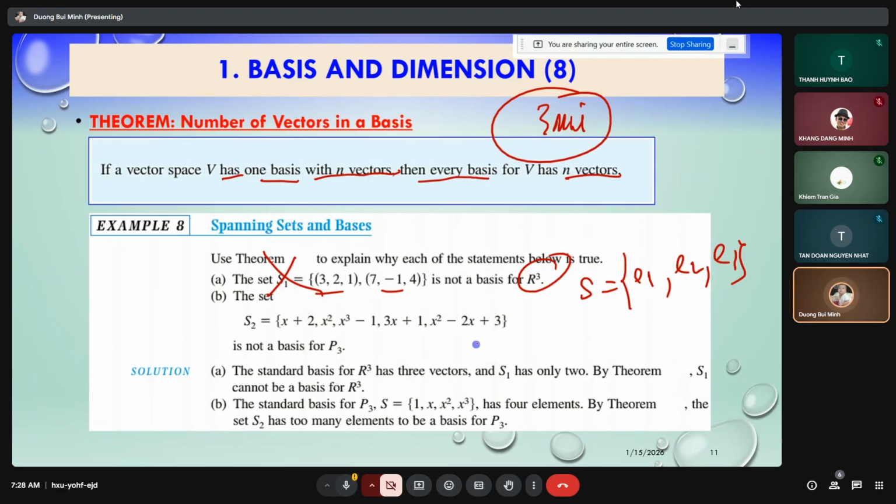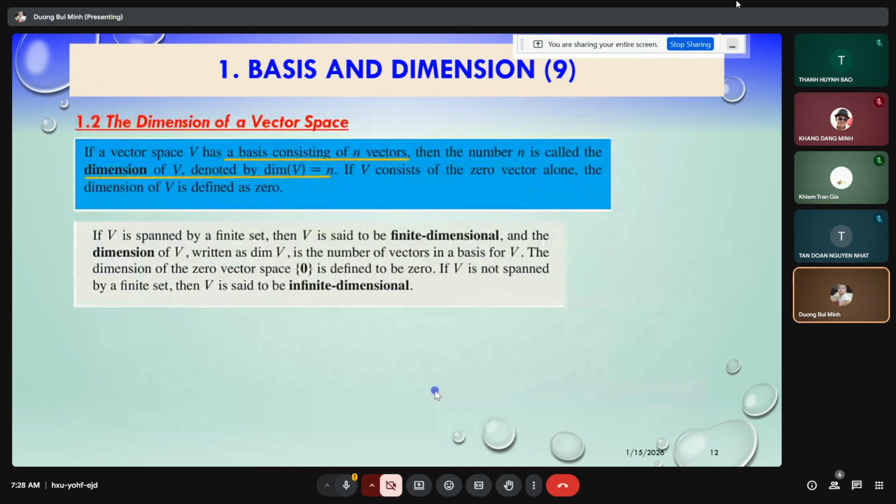And here we have P3. S is 1, x, x squared, and x to the power of 3, and another set with 1, 2, 3, 4, 5 vectors. So this is not a basis.